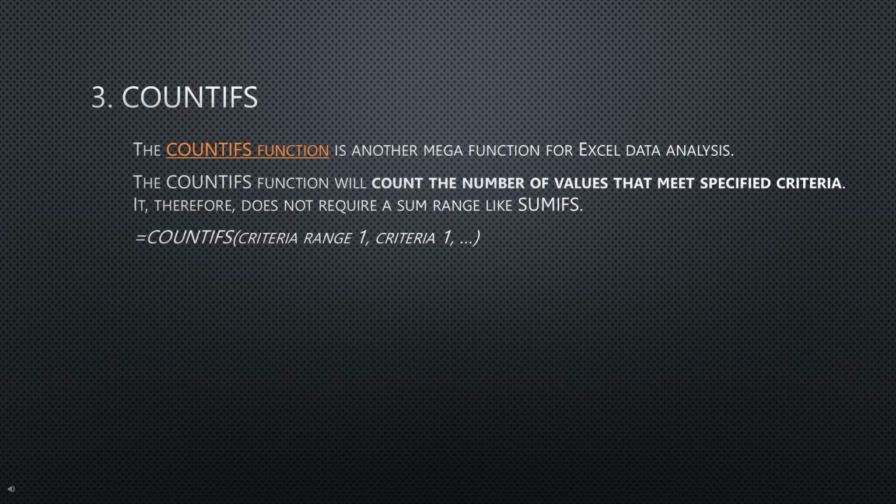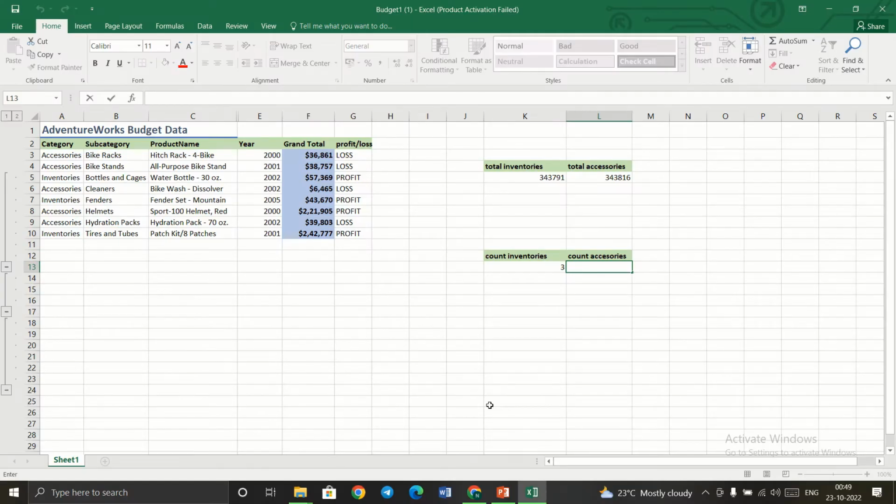Let's perform an operation with the COUNTIF function. Here we create two columns, count inventories and count accessories. The main objective is that we need to get how many accessories are here and how many inventories are here. So for that, in the count inventory section we can write equal to COUNTIFS.